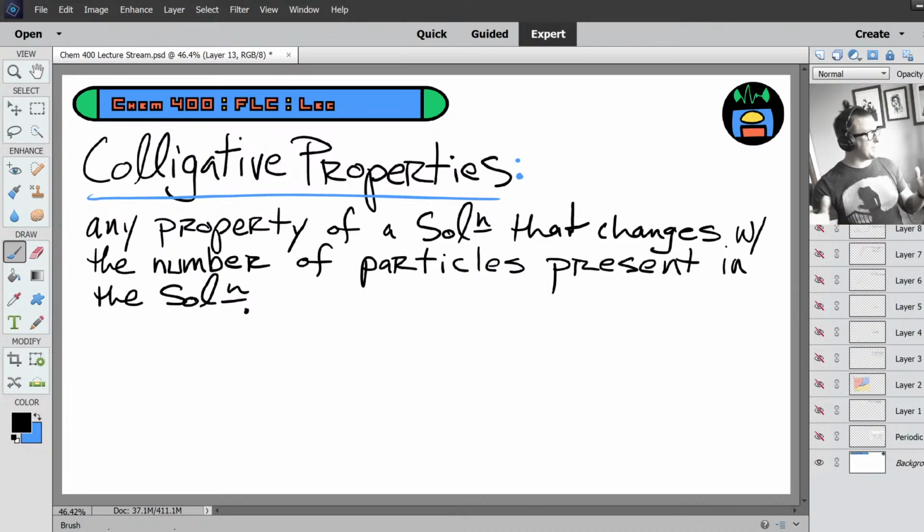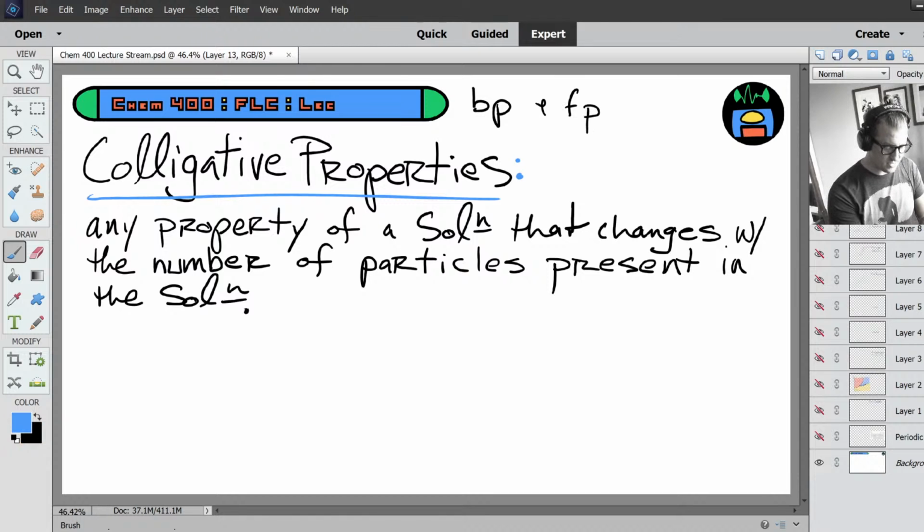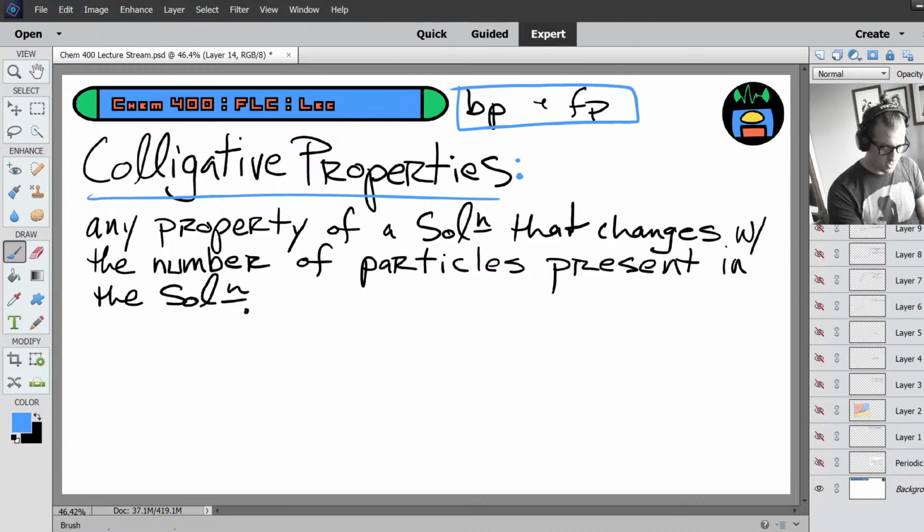There's many colligative properties out there, but our focus here is going to be on boiling point and freezing point. So that's going to be the emphasis that we're going to make on those two colligative properties specifically. Boiling point and freezing point.